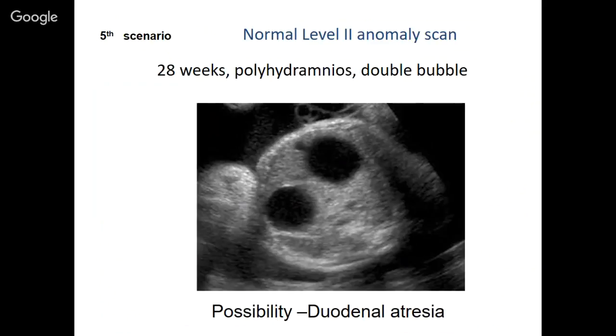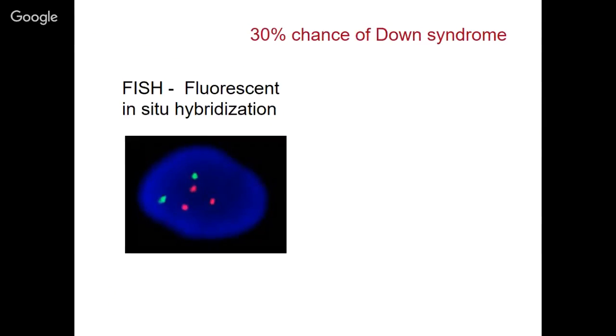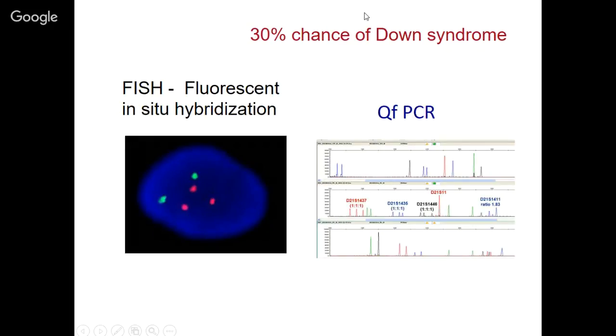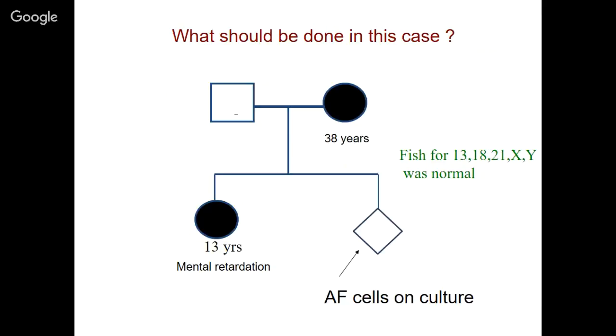And I'm just going to take you through some examples to understand how to choose them. This is third trimester, polyhydramnios, the double bubble, possibly duodenal atresia. You know that 30% of these could be because of Down syndrome. Otherwise, it's just a major malformation which needs surgery after birth. So in this situation, you can do just a FISH test to look for Down syndrome. If you see 3 probes like this, you know that it is trisomy 21. Or you could do another DNA-based technology, which is the QF-PCR, to look for 3 peaks that is associated with Down syndrome.